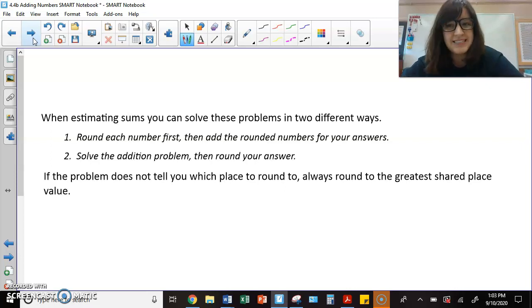If the problem doesn't tell you which place to round to, you're always going to round to the greatest shared place value. So if one number has 4 digits and the other number has 4 digits, you're going to round them both to that biggest 4th digit, which is the thousands place. But if one of those numbers had 6 digits and one of those numbers had 5 digits, you would round both of them to that 5th digit place in the 10,000s place. Okay, so it's the greatest one they have in common.